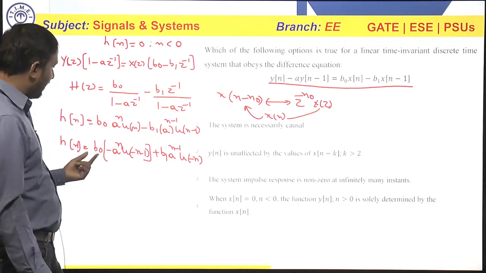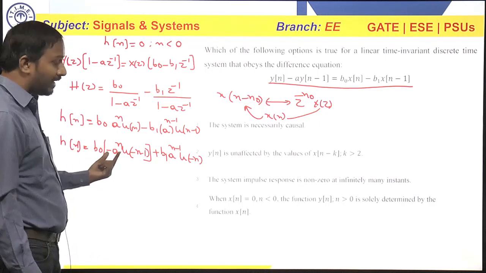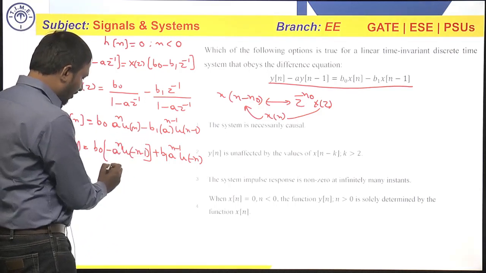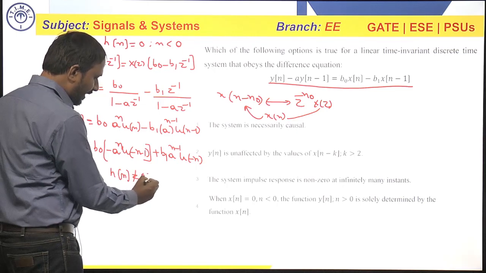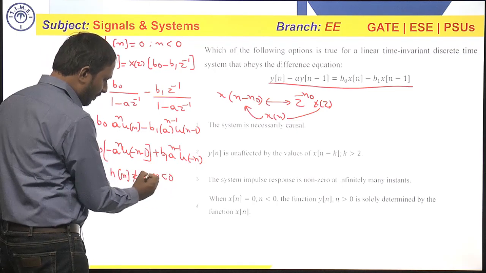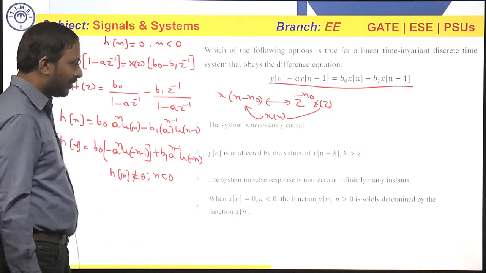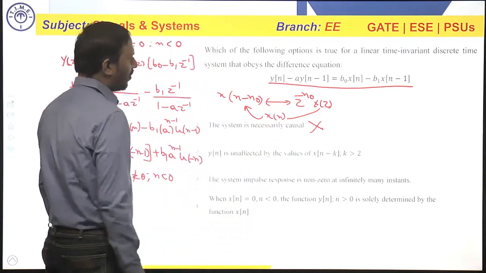Now this is the impulse response if I consider mod Z less than mod A. If you observe here, h of n is not equal to 0 for n less than 0. So the impulse response is not 0 for n less than 0 here. So the system is not necessarily causal. This is a wrong option.